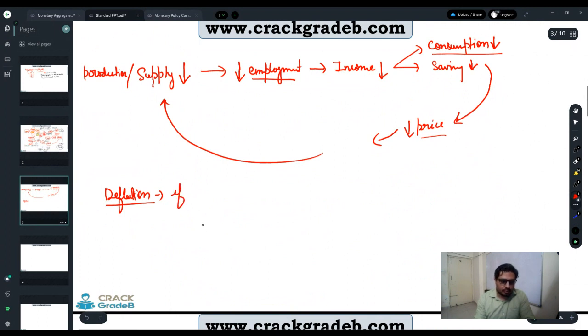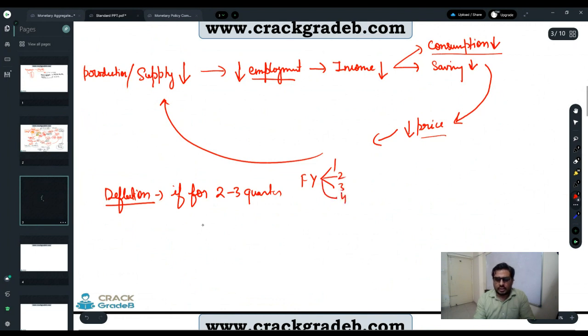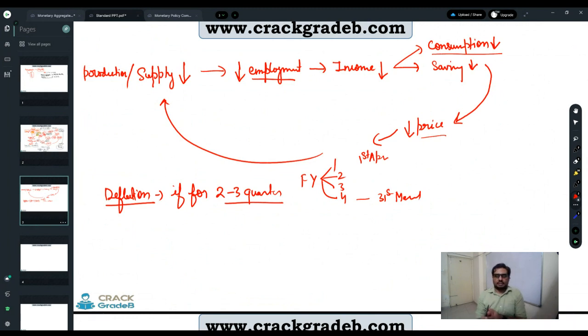When we define deflation in the economy: one financial year is divided into 4 quarters. Our financial year starts from 1st April and ends on 31st March. So if consecutively for 2 to 3 quarters we are seeing a decrease in the price, production, employment, income, and other things, and this decrease goes on for the next 2 to 3 quarters, we will call it deflation.